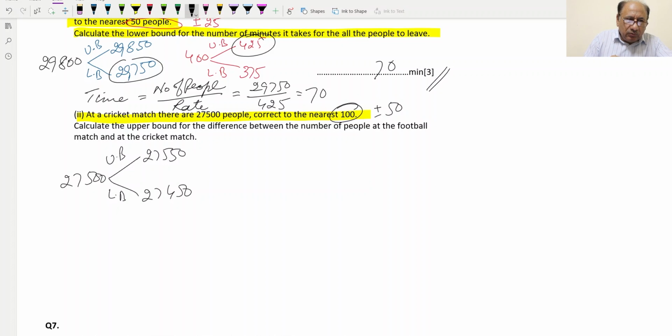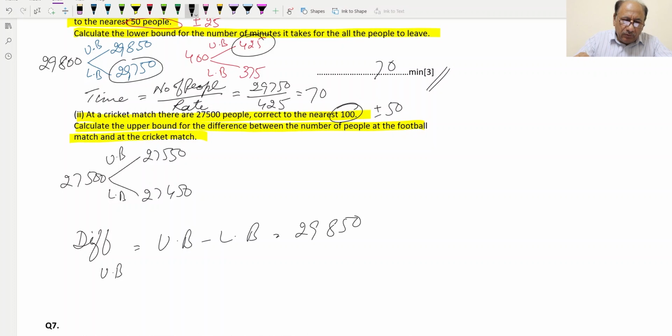And next is what? Calculate the upper bound of the difference between the number of people at the football match and at the cricket match. Upper bound of the difference. So for the difference we require the upper bound, and for that one we require upper bound minus lower bound. So this is how we will be checking.